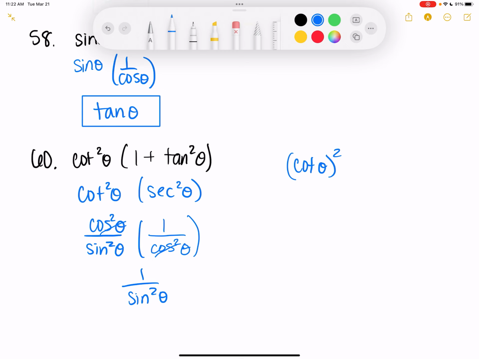1 over sine is? I can't think of the name of it, but isn't it CSC? Yeah, cosecant. So it'll be cosecant squared of theta.